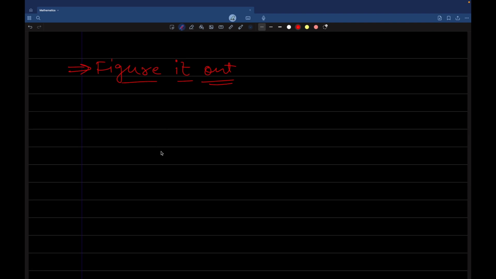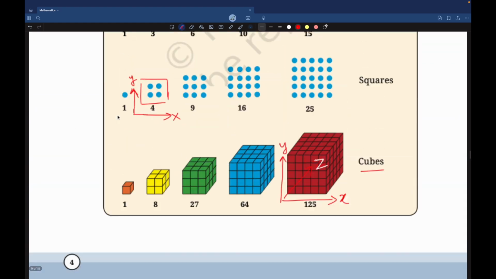Question number 1: the pictorial representation shown in table 2, and we have to draw the picture of the next figure, that is the next sequence. You can do that by yourself. We will start from question number 2. Let us solve question number 1.